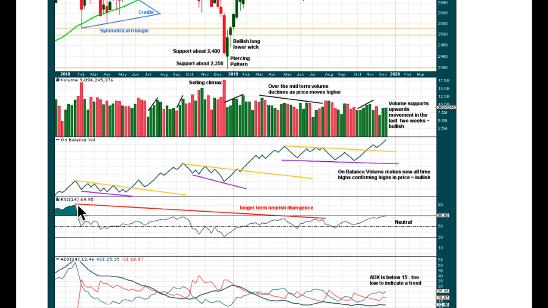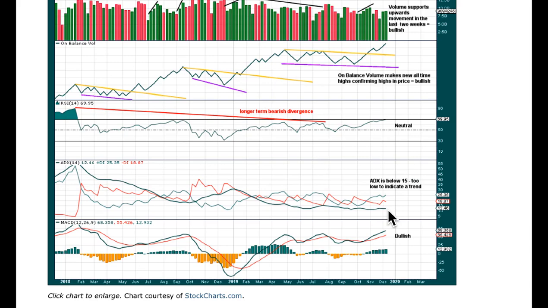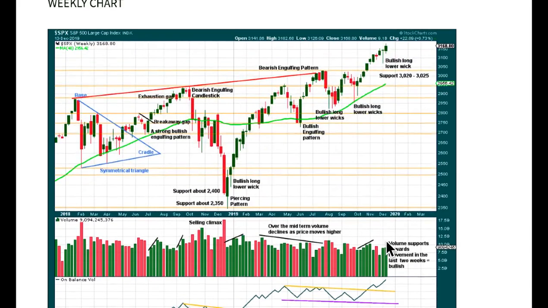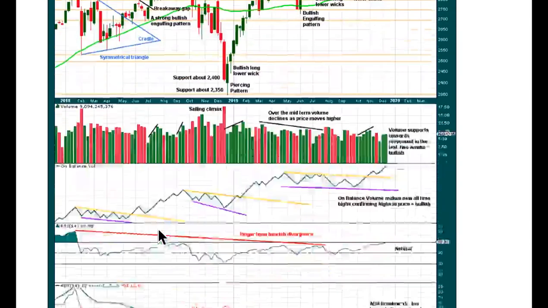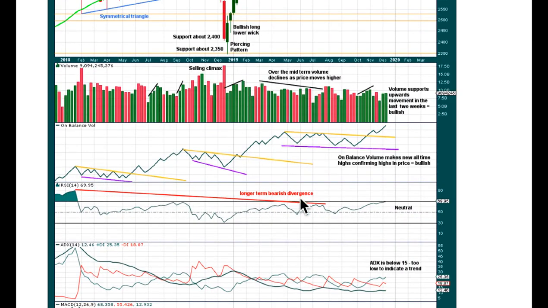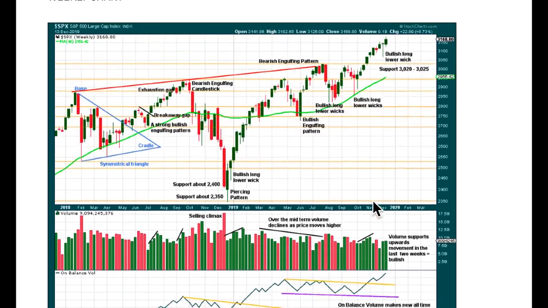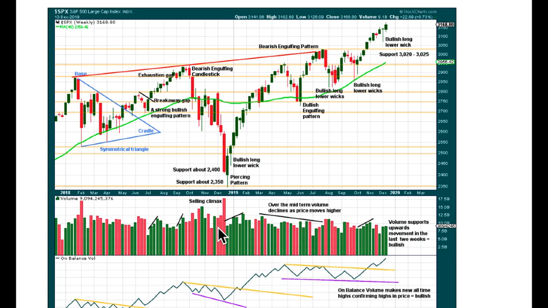It will still probably exhibit longer term bearish divergence with price. That's okay, that can continue for months and possibly even years. ADX is too low to indicate a trend at this stage, and MACD is bullish. So overall this chart supports the Elliott Wave count. Apart from divergence with RSI, which has been persisting for many months now, and so not particularly useful as a timing tool for smaller pullbacks, everything else in this chart is bullish. This is a full bore bullish chart.